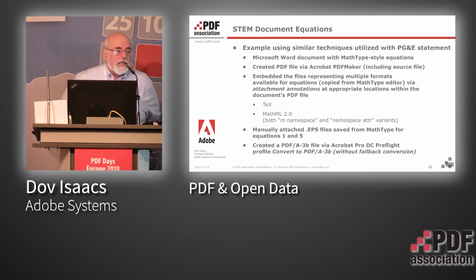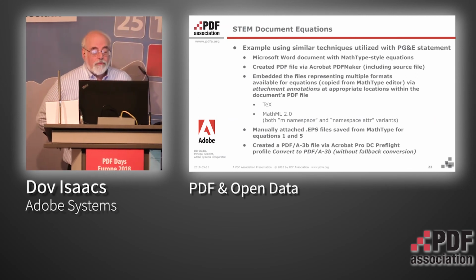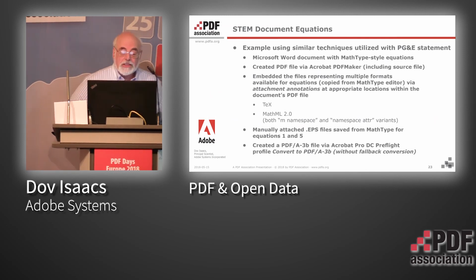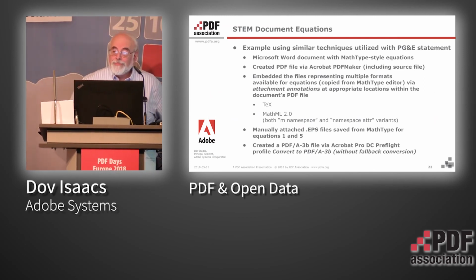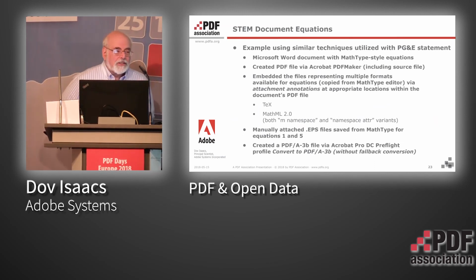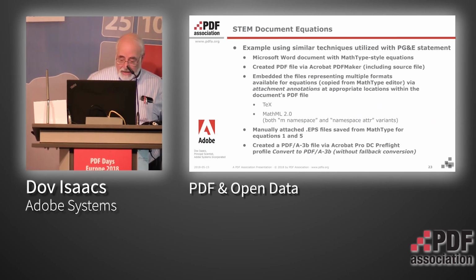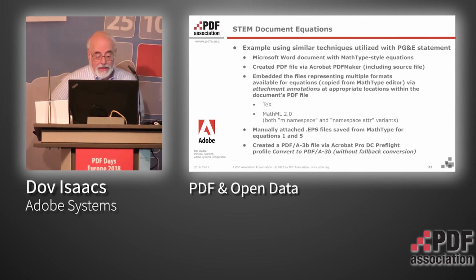So I did produce an example, surprise, surprise, using techniques similar to what I did with the PG&E. I took a Microsoft Word document with MathType style equations. I created a PDF file via PDFMaker. I also told it to include the source Word file, just for the hell of it. I then basically embedded files representing the multiple formats available for these equations, copied from the MathType editor. And in two cases, I actually said, oh, they also provide a capability of producing EPS files. I'll show you how bad that can be. And then I created a PDF/A-3b file, similar to the way I did previously with the attachment annotations, etc.